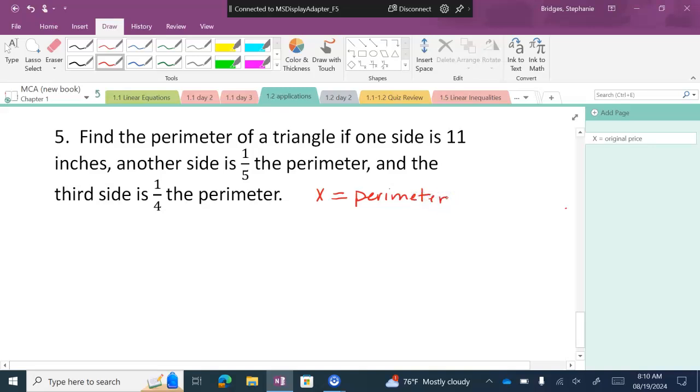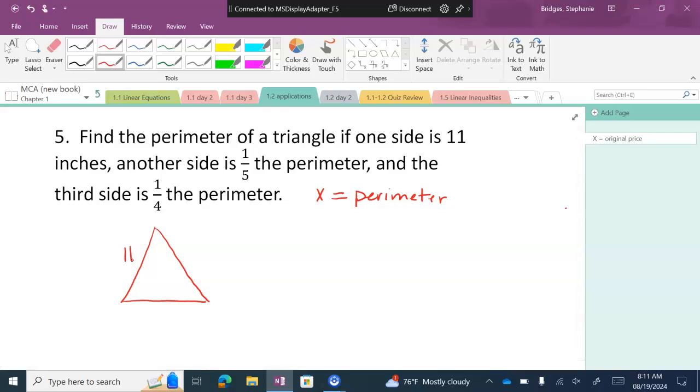And for me on these perimeter questions, what I tend to do is draw a picture, because I like to see things and then be able to label them. So I'm going to draw myself a triangle. It doesn't really matter what the triangle looks like as long as it has 3 sides like every triangle does. What does it tell me about one side? It's 11, just plain old 11. So I'm going to label one of them 11.